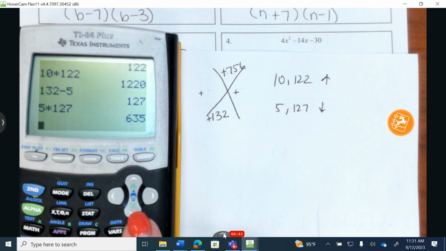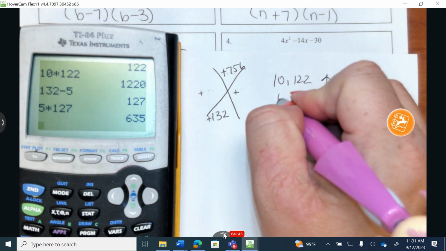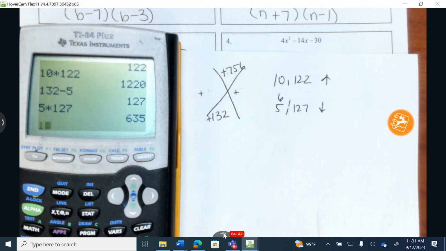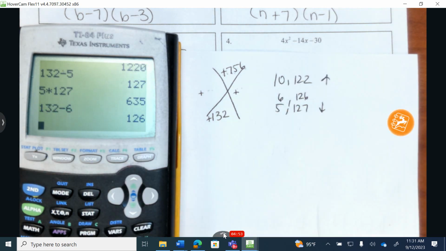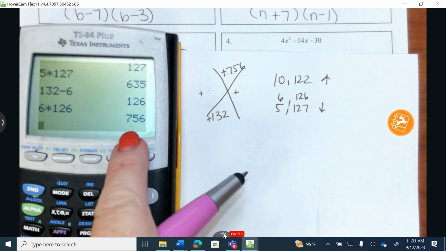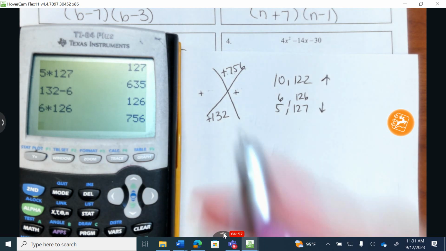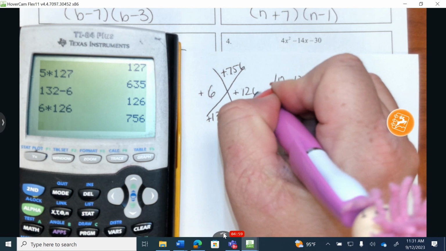Okay, so let's try 6 now. And again, if you're wondering how many of these combinations to try, all you're doing here is subtracting 6. I'm trying 6 and 126. Okay, 6 times 126. Hey, that's it, 6 and 126. So positive 6, positive 126.